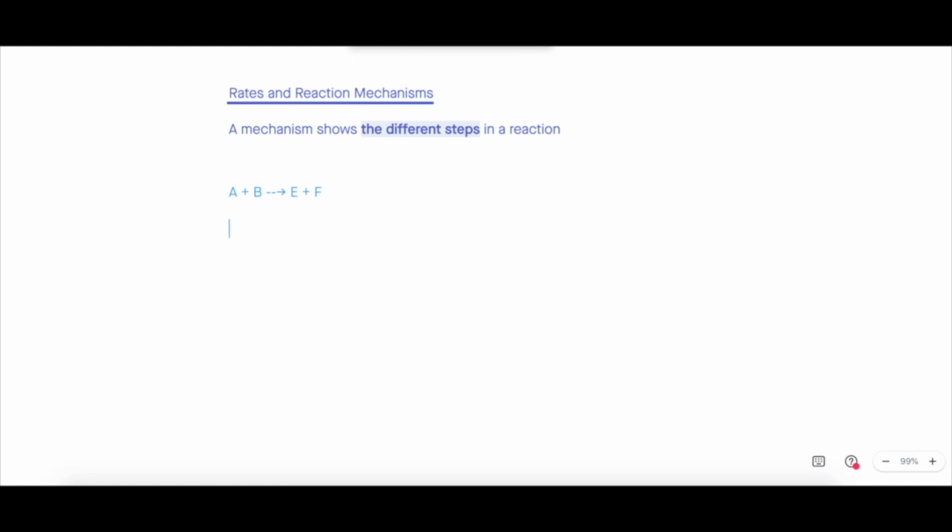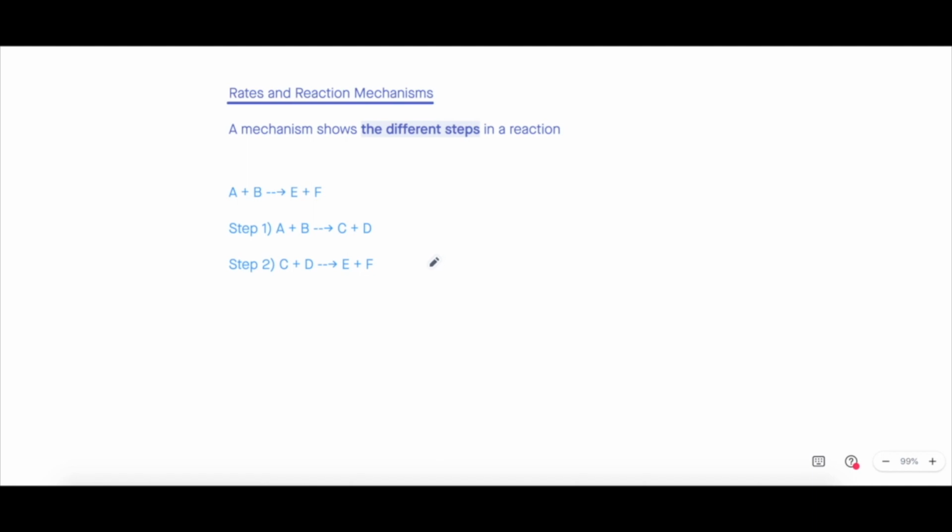But within the overall reaction, we have 2 steps. So step 1, the A and the B react together to form some intermediate products called C and D. And then the intermediate products in the second step react together to form the final products E and F. So this is a 2-step mechanism. Now, every reaction has a different rate. So out of these 2 steps, one of them is going to be faster than the other.